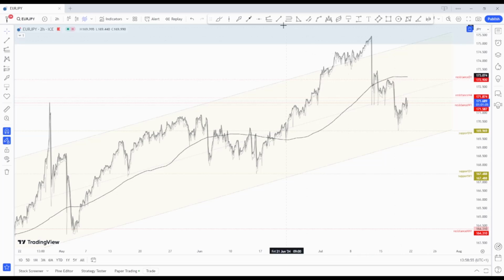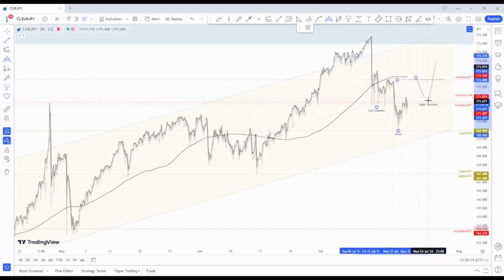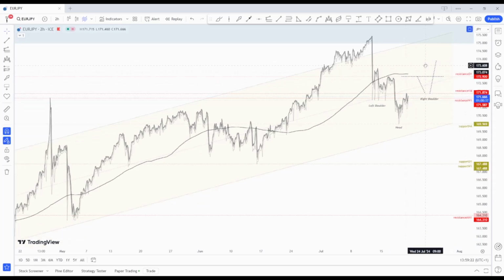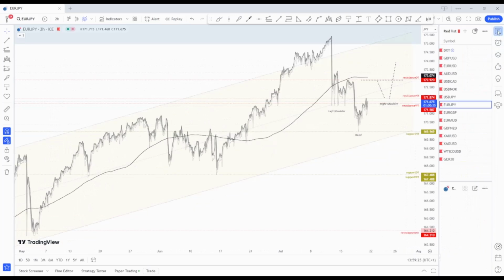Very much the same expectation here, a retest of this previous resistance, eventually reinforcement of this level as resistance, and we will track the possible head and shoulders that can start to unfold from this range. Very much the same situation here. Pay attention to 172.92 for the euro versus the yen.